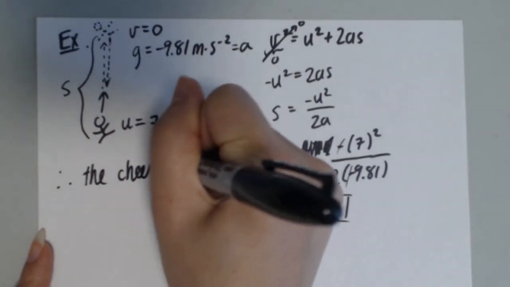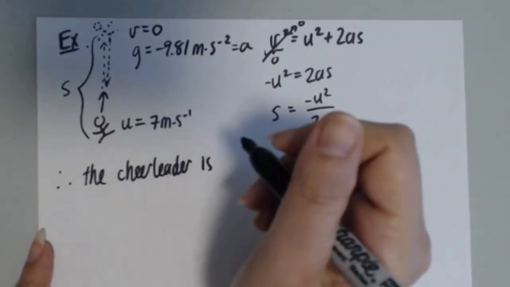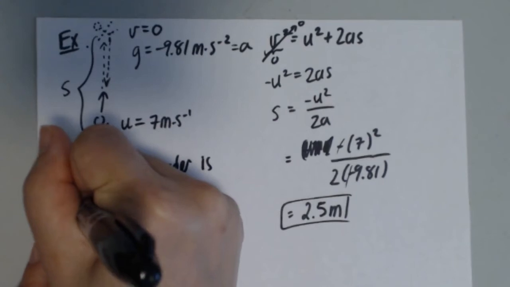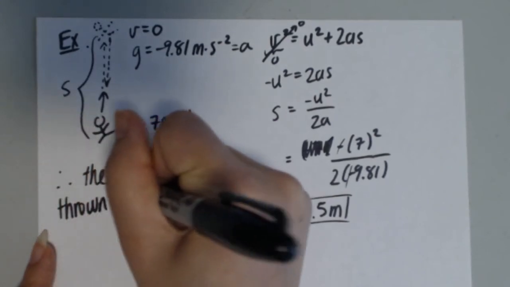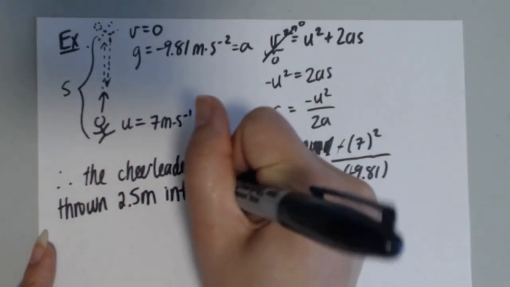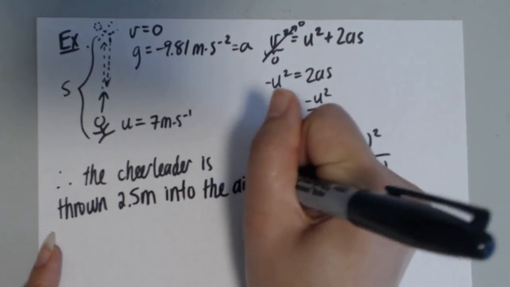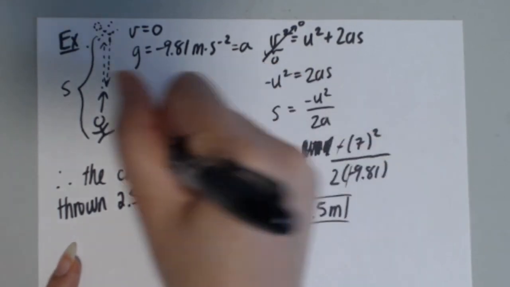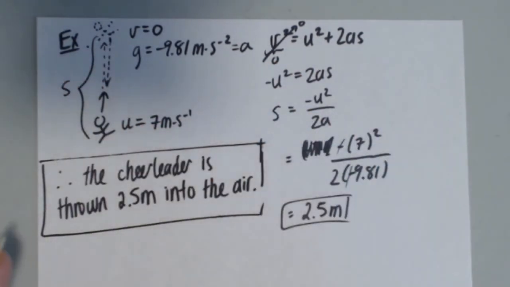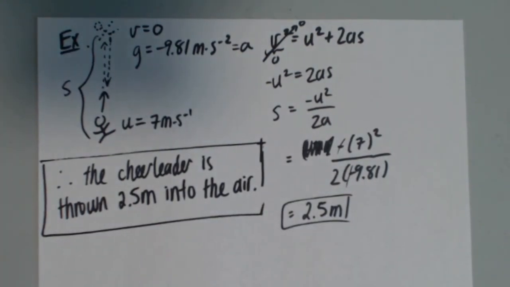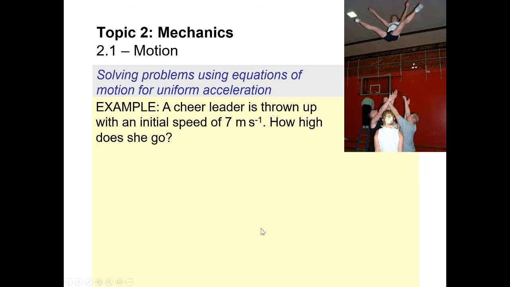Therefore, the cheerleader is throwing 2.5 meters into the air. Okay, I hope that's okay. Back to the slides.